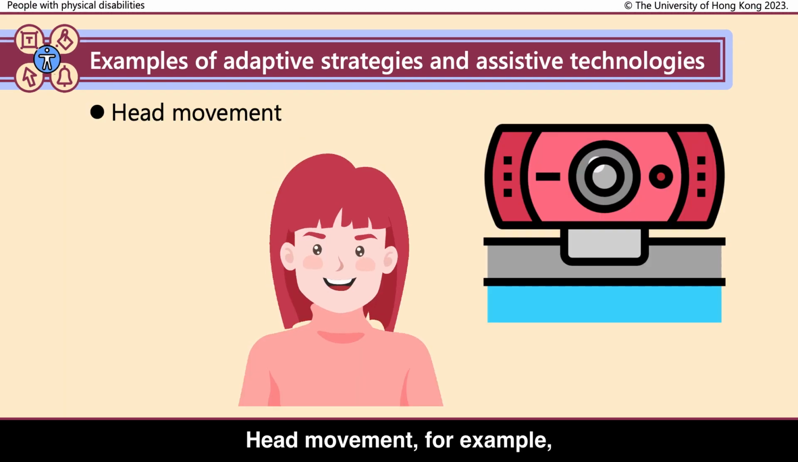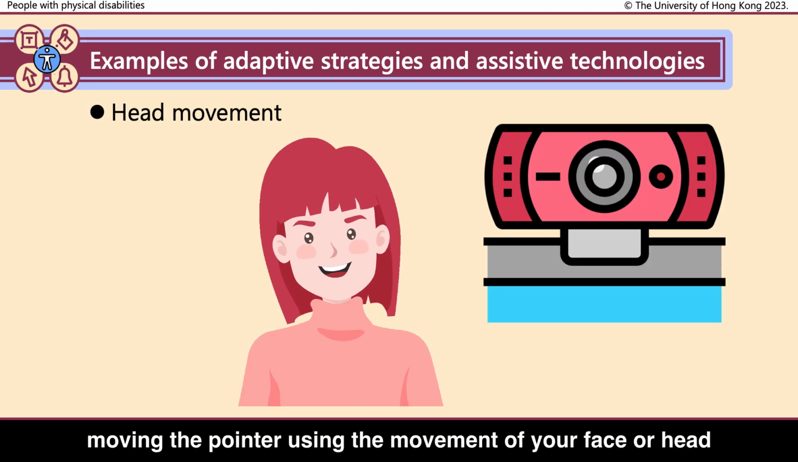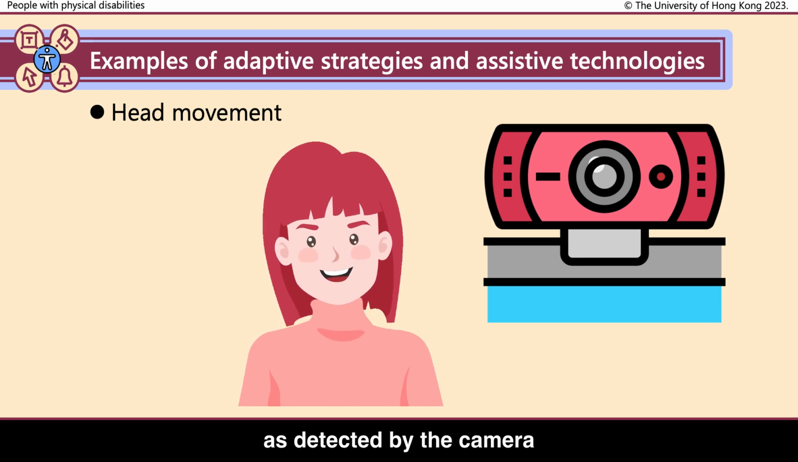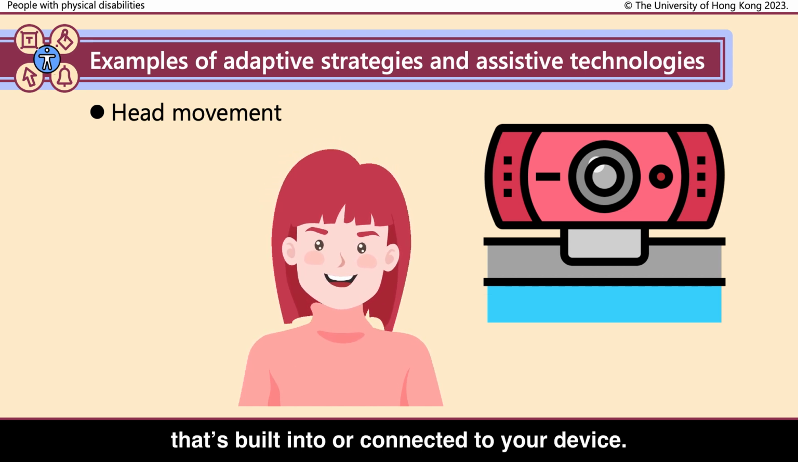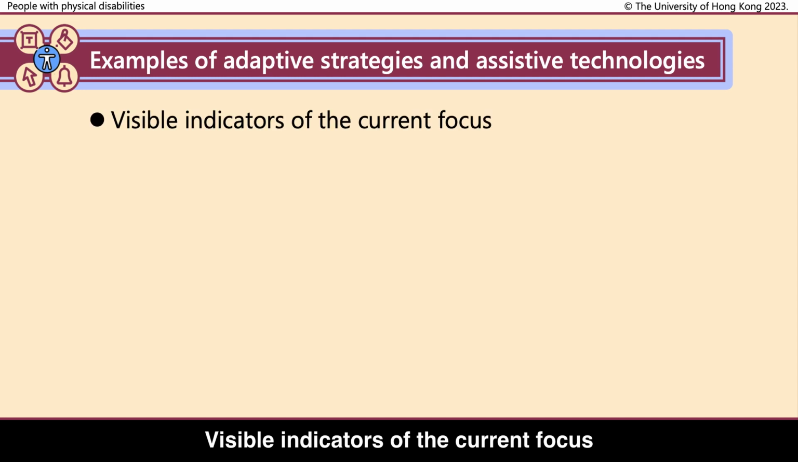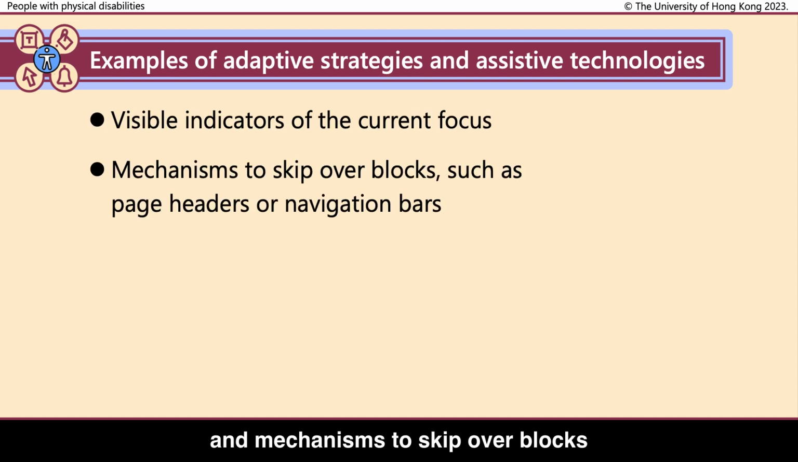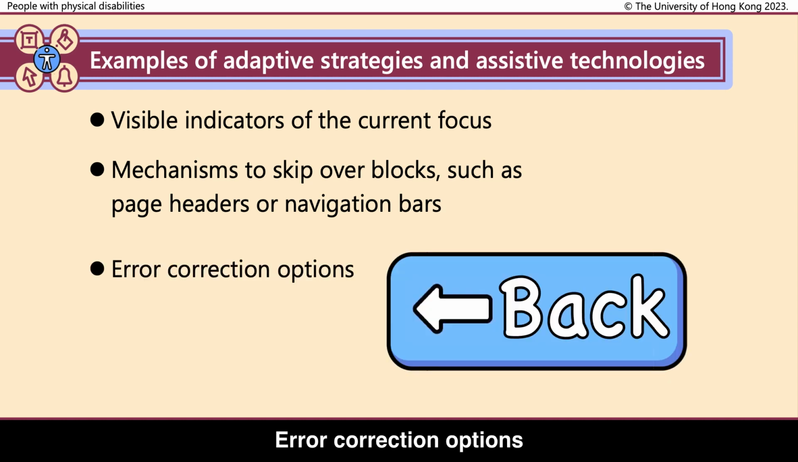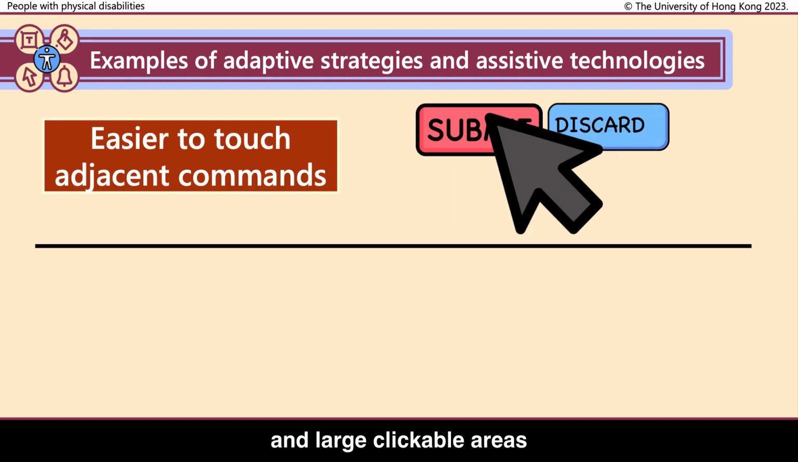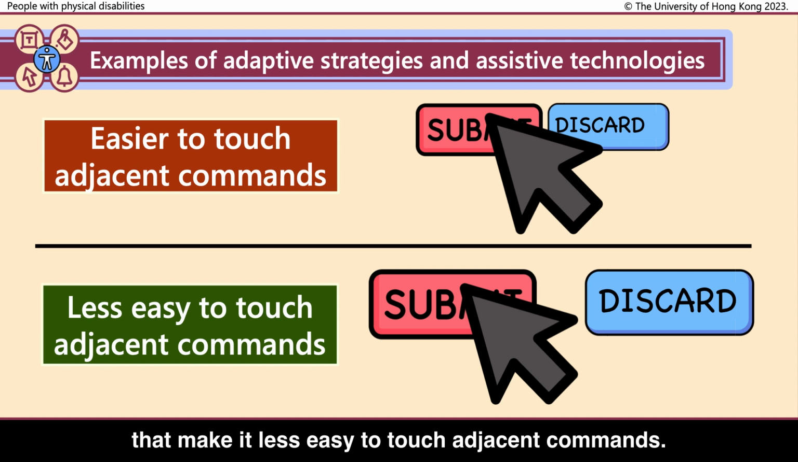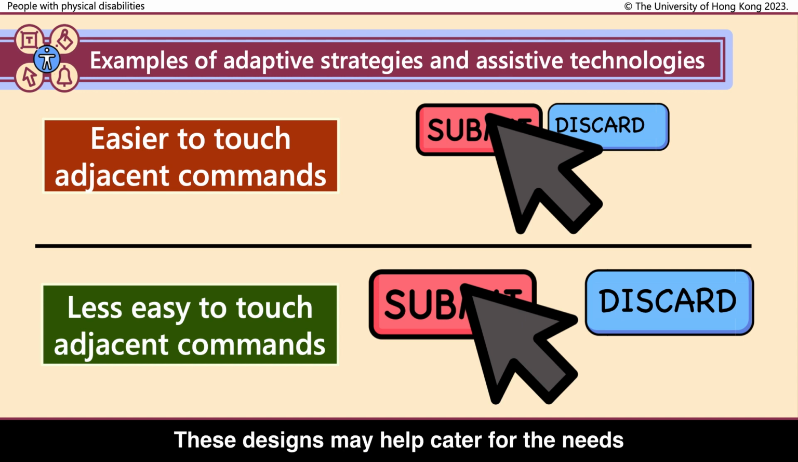Head movement, for example, moving the pointer using the movement of your face or head, as detected by the camera that's built into or connected to your device. Visible indicators of the current focus and mechanisms to skip over blocks, such as page headers or navigation bars, to minimize the need for clicking, dragging, and scrolling control for navigation. Error correction options, and large clickable areas that make it less easy to touch adjacent commands. These designs may help cater for the needs due to handshaking, trembling, and other dexterity limitations.